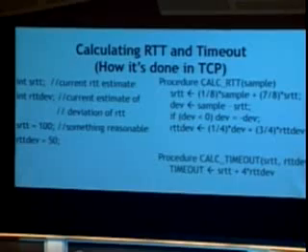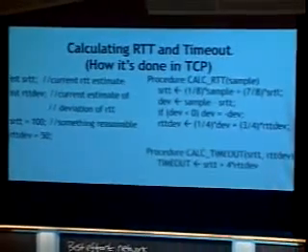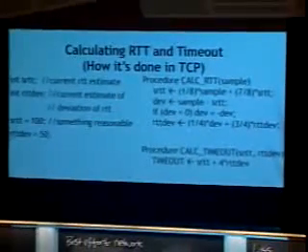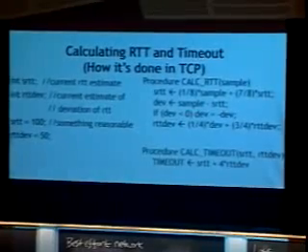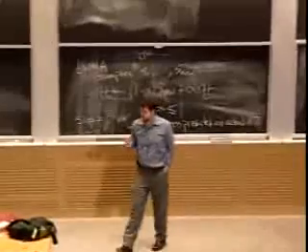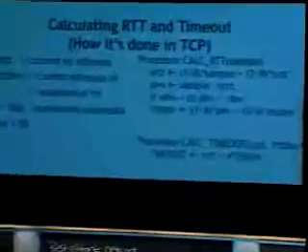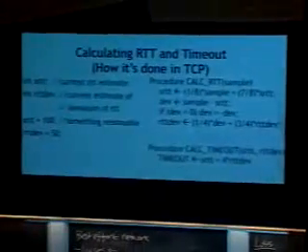Now every time a new sample of the round trip time comes in, we're going to call this calc RTT function. What the calc RTT function does is update the round trip time using the formula that we've seen here. In the case of TCP, people have experimented with different values, and the number that is typically used is 1/8.